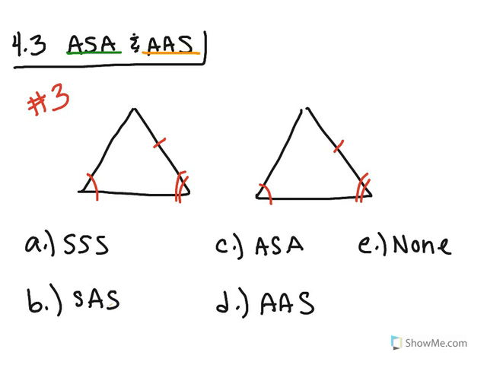The correct answer for this one is letter D. Now, please make sure that you understand that D works the same way forwards as it does backwards. So angle, angle, side is the same exact thing as side, angle, angle. You can look at that one of two ways. That's perfectly fine. Let's take a look at number four. Try this one.